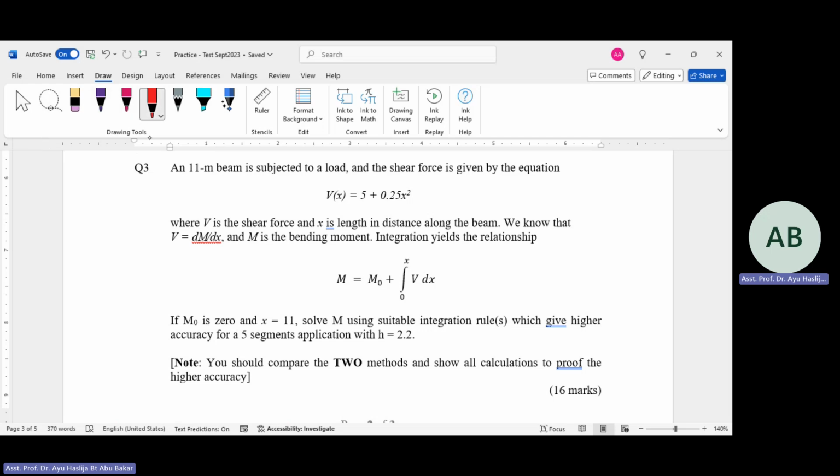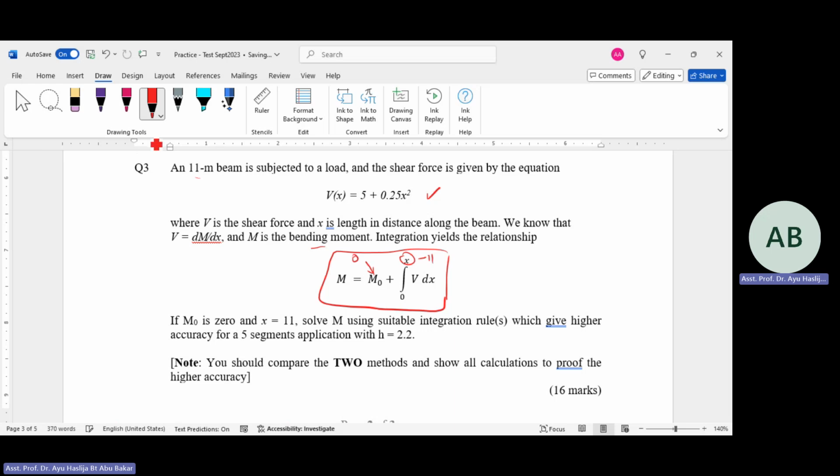Now, this question: an 11-meter beam is subjected to a load and the shear force is given by this equation, where V is the shear force and X is the distance along the beam. We know that V equals dM/dx and M is the bending moment. Now, the integration yields this equation. If M equals 0 and x equals 11, so M here is 0, x is 11.